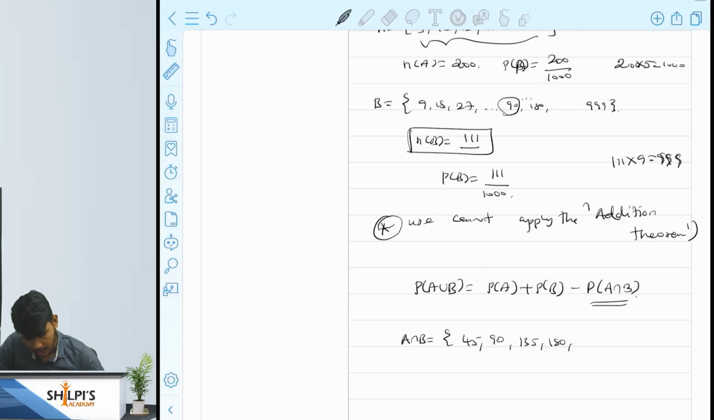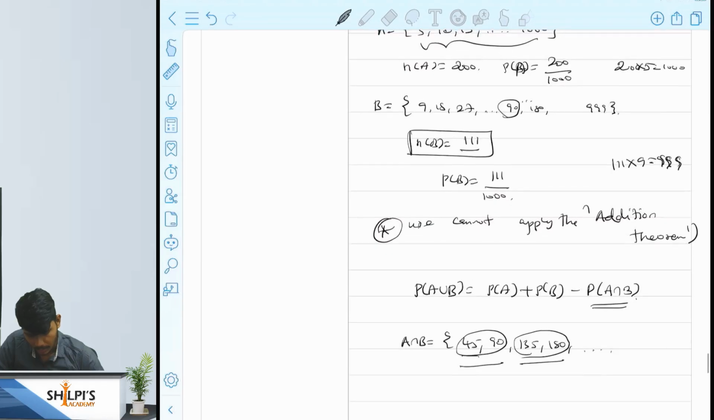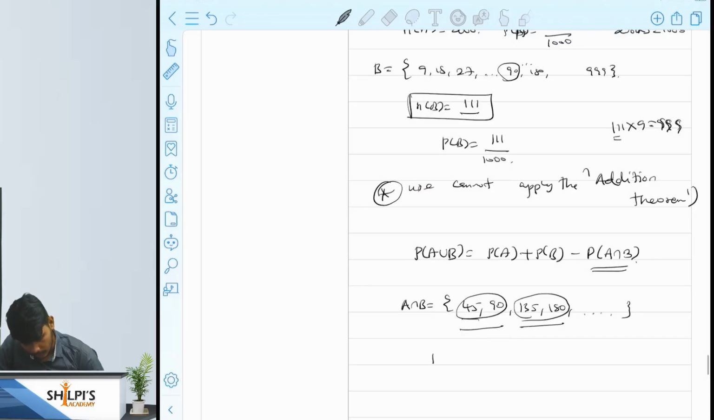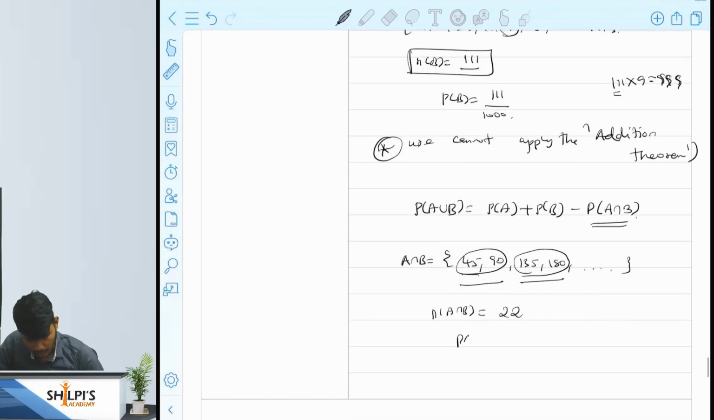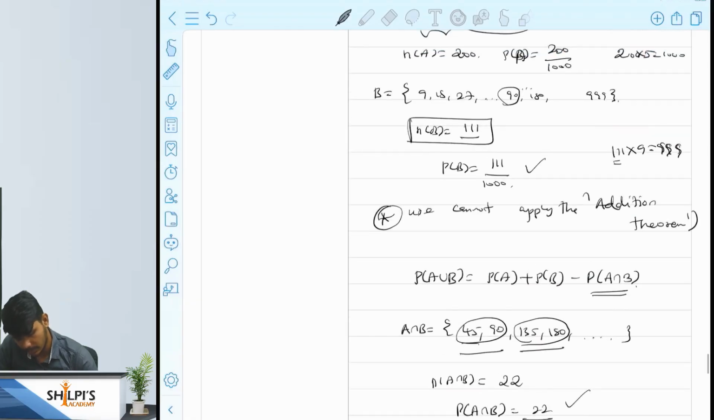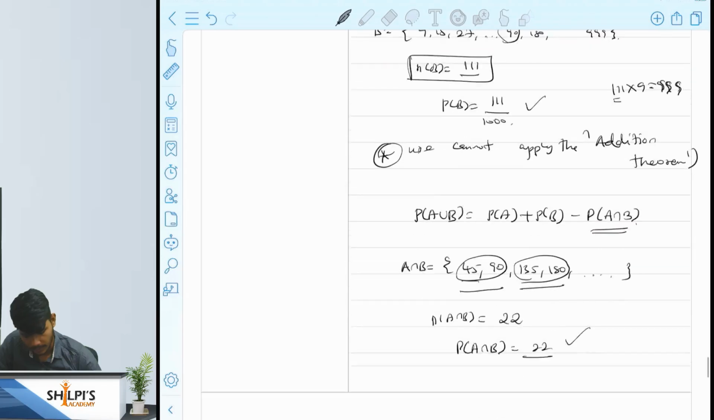If we continue these things now, I will get 2 numbers for every 10 times. So here I will have 10, 111. So for sure I will get 22 times. So the number of A intersection B will be 22. Our probability will be 22 by the whole thing, and if I substitute this value in this formula, we will get an answer.